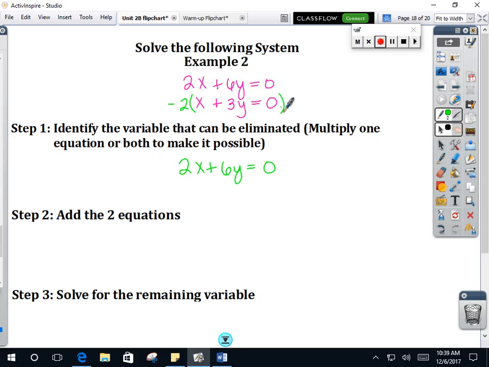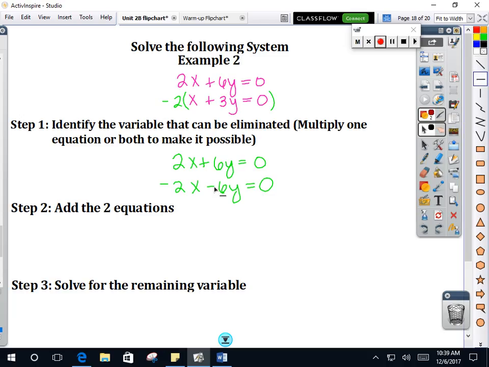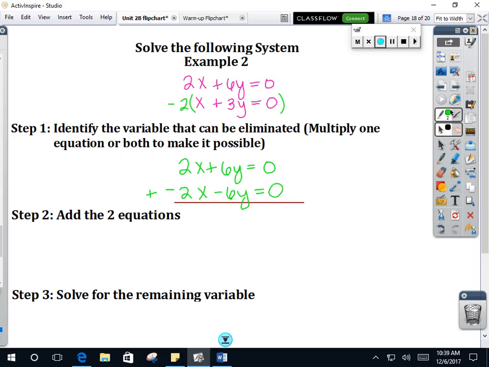The bottom equation will become what when multiplied by -2? Right, -2x minus 6y equals 0. Now that you have a variable ready to eliminate, you add them. And correct. You will notice that not only do the x's eliminate because they're the same number in opposite signs, but so do the y's. Now remember, you can never leave a side blank. So at this point, you have to fill it with at least a 0.